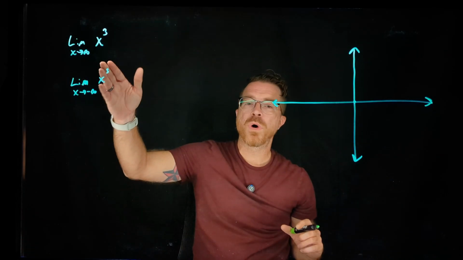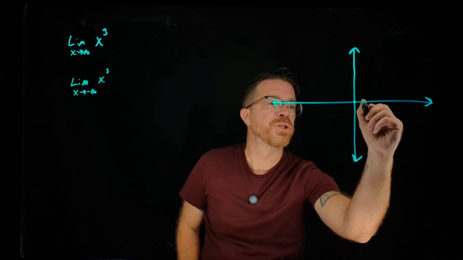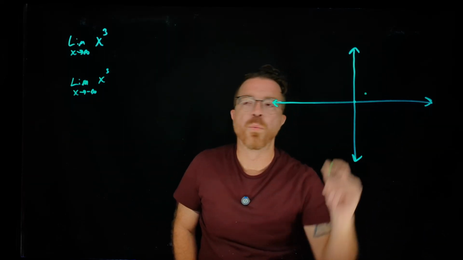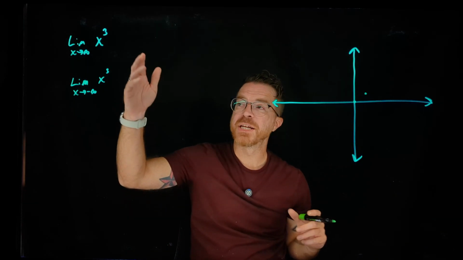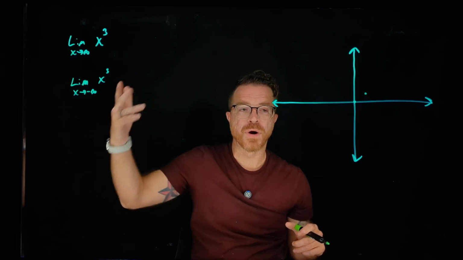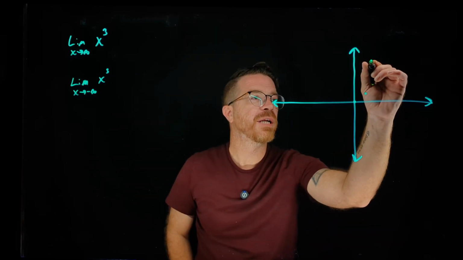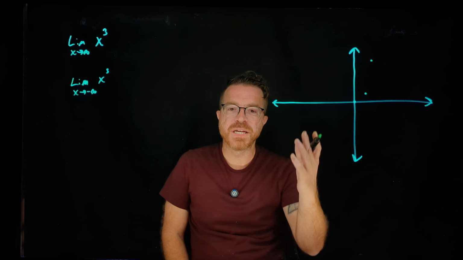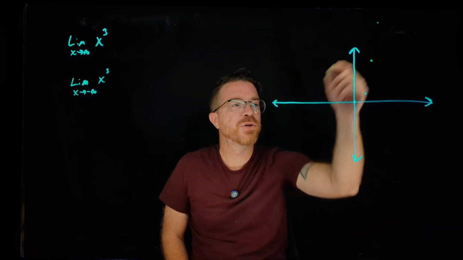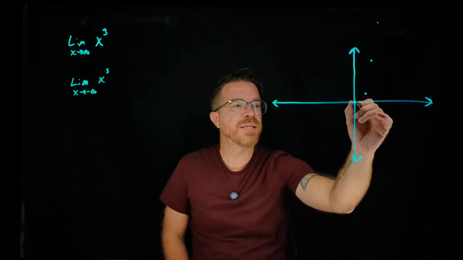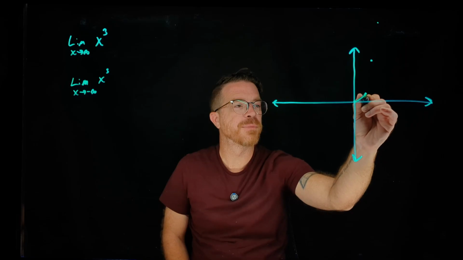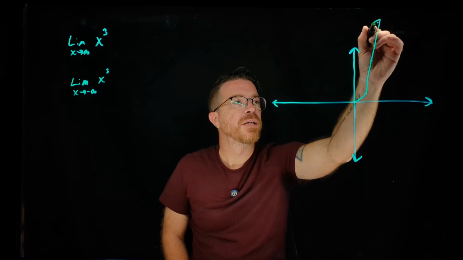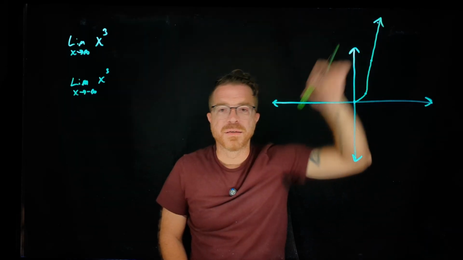If I plug in 1, I'm going to get 1 cubed, which is equal to 1. If I plug in 2, I'm going to get 2 cubed, which is 2, 4, 8. So it's going to be something over here. If I plug in 3, 3 cubed is going to be 27, and it's going to grow very quickly. So on the right side, we know that this is what the behavior looks like. It's going to grow very rapidly on the right side.